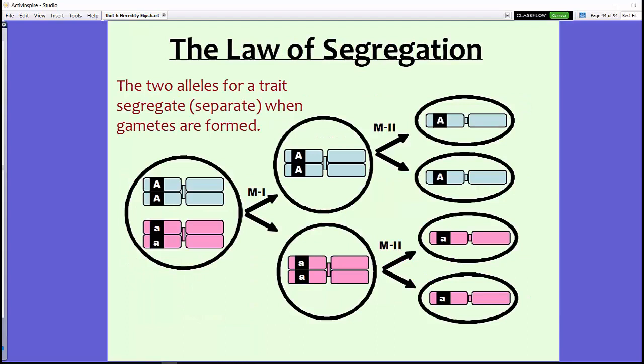Now this is extremely close to the principle of independent assortment. So it's very important that you understand the two differences here. So if you take a look at this law of segregation, here are our body cells. During meiosis 1, the homologous chromosomes are going to split. During meiosis 2, the sister chromatids will split. Notice that in the starting cell, we have big A, little a. By the end of meiosis 2, it has split into individual gametes. So now each of these gametes has only one version of that gene. So big A here, little a here, little a here. So the law of segregation happens during gamete formation in meiosis.